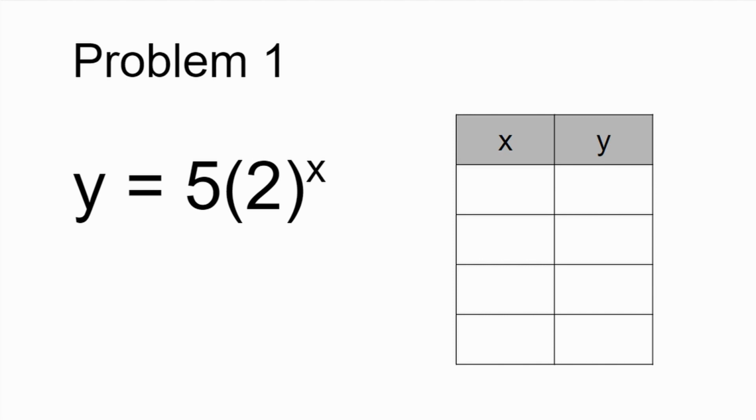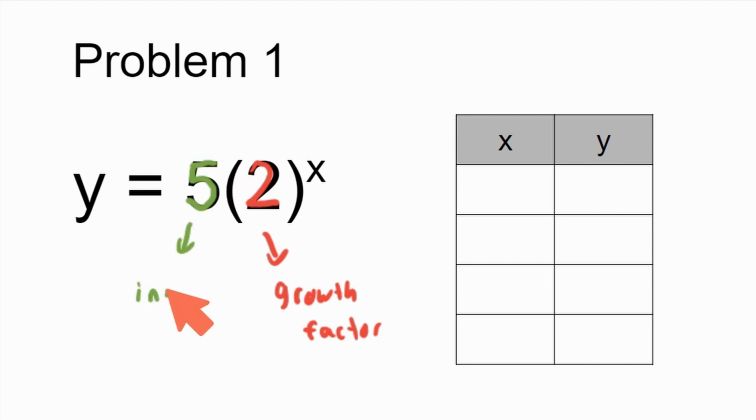Which part refers to the growth factor? Locating our exponent, we see that the 2 is the base of the exponent, so this 2 represents the growth factor. Which part refers to the initial value? Notice this constant number 5 that's being multiplied. This is going to represent our initial value. Now that we identified the parts of the equation, let's go ahead and generate a table.